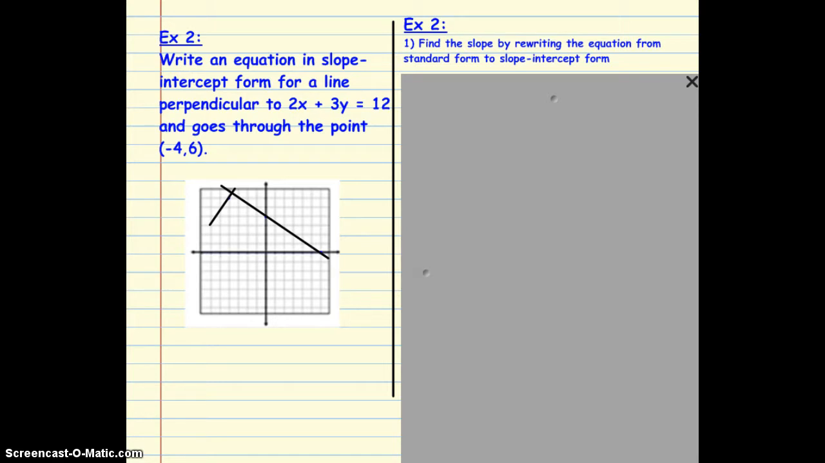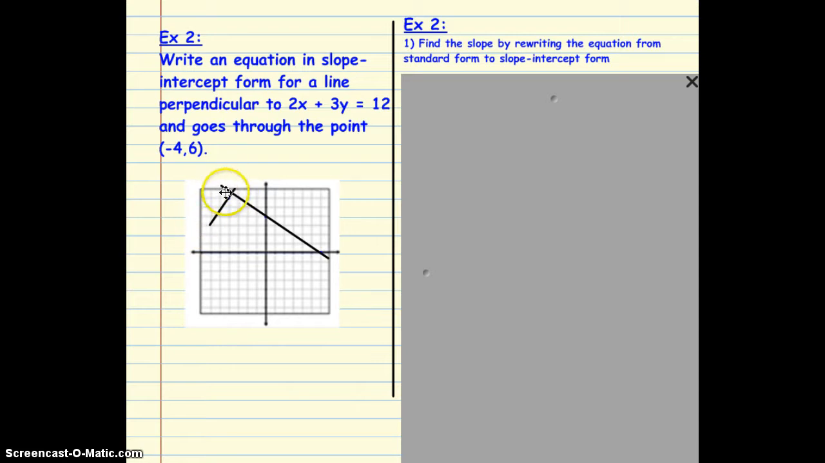We are going to write an equation in slope-intercept form for a line that's perpendicular to 2x plus 3y equals 12. That's in standard form. And it has to go through the point -4, 6. So here is our line that represents 2x plus 3y equals 12, and it needs to go through the point -4, 6. So it needs to go through this point right here.